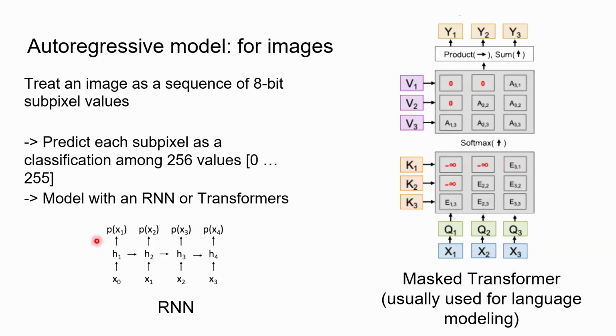In a recurrent neural network, we essentially encode each of these into a hidden state that summarizes the previous sequence. Then we use this to predict the probability of the next element. In transformers, which are usually used for language modeling, by masking out the attention matrix, we can make the output of the transformer depend only on the prefix of the sequence.